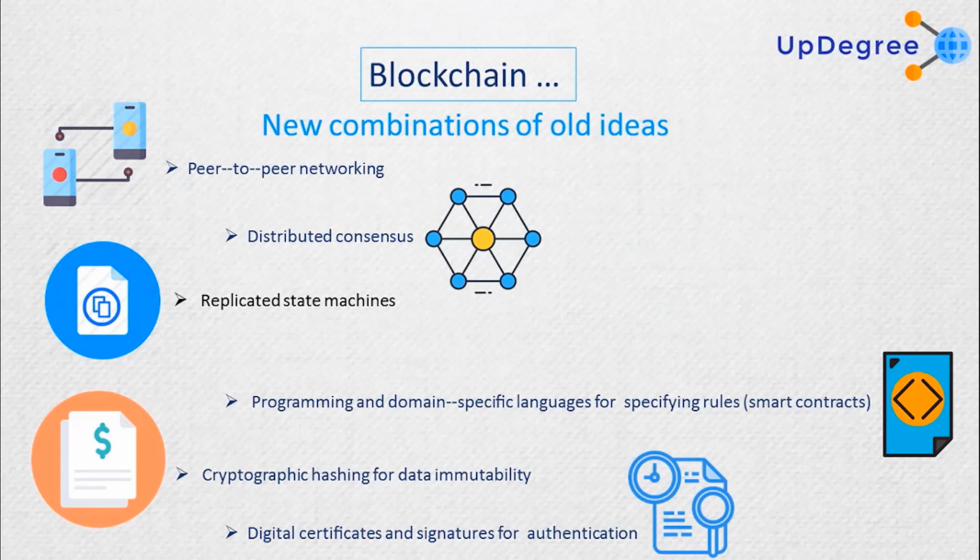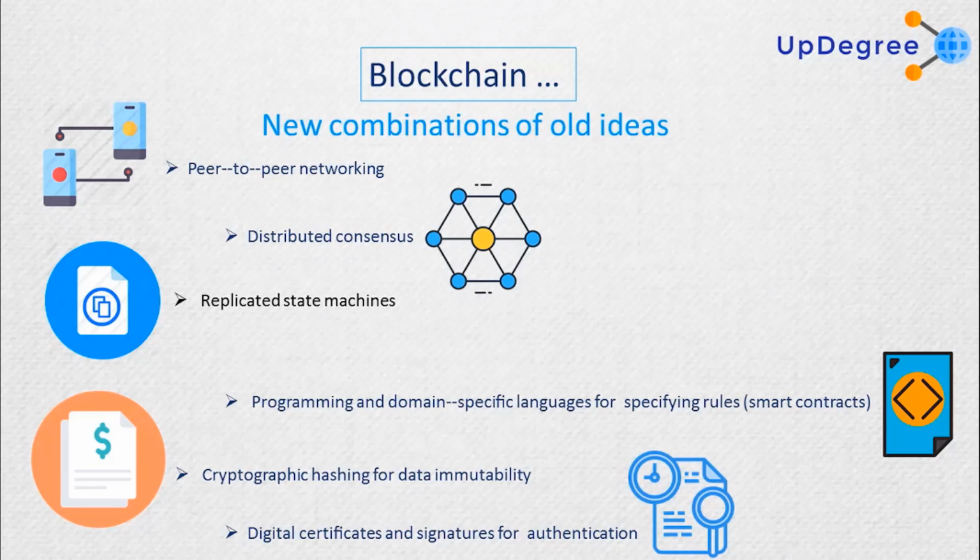As I said, how did it happen? It's a combination of peer-to-peer networking. We have seen that communication happens through peer-to-peer. It's a distributed consensus. You don't have a centralized consensus mechanism. It's a replicated state machine. That means one state moves to another state, and then it gets replicated in the chain. Then it's programmable. You can use it as a programming language to develop applications. It is cryptographic. It has cryptographic hashing for data immutability. Finally, it has digital signatures for authentication. So it's a combination of all these six or seven ideas that has come as a blockchain, which is basically the distributed ledger technology, or what we popularly call DLT.